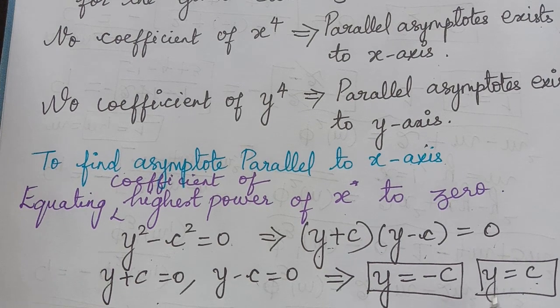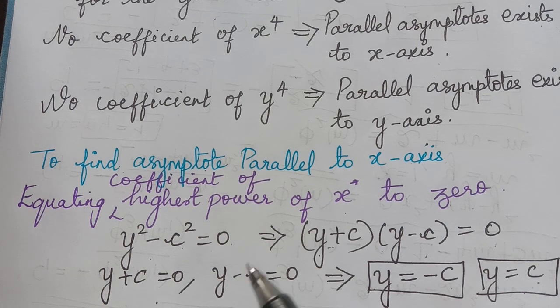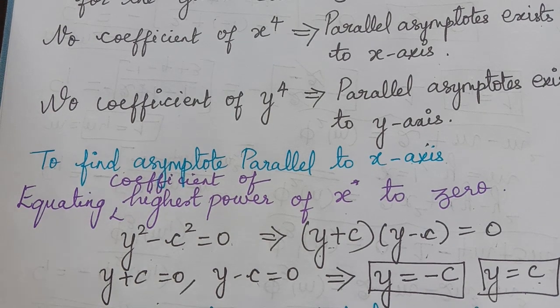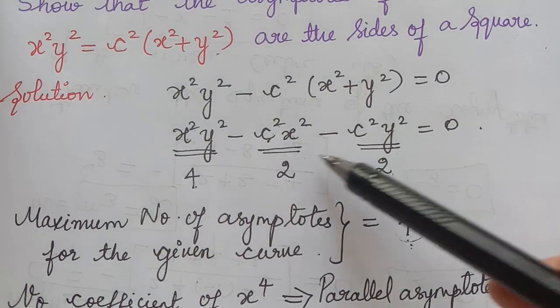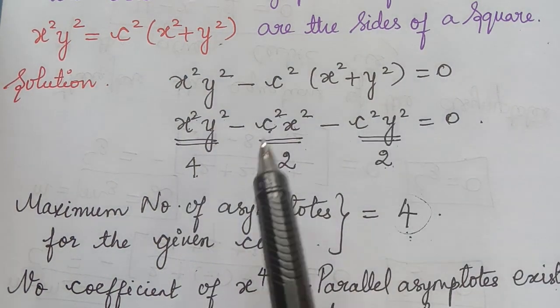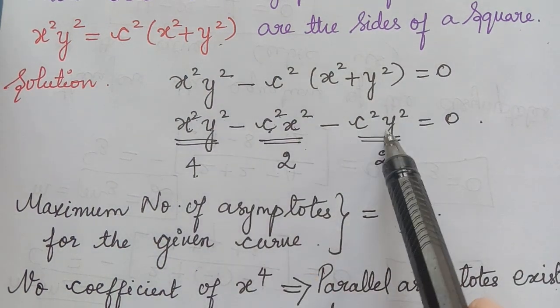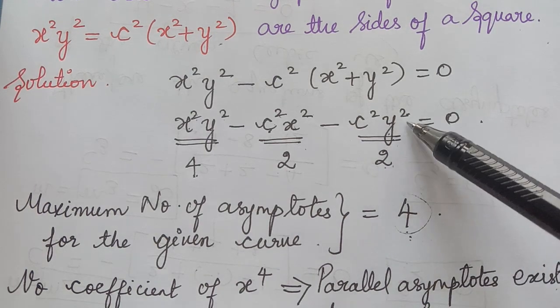In a similar way, to find the asymptote parallel to y-axis, we have to equate the coefficient of the highest power of y to 0. So let us do that now. In the given equation, the highest power of y is 2, because here we have y square. We should check for y alone. So when we check here, we have y square, and here also we have y square, and the highest power term is y square term.